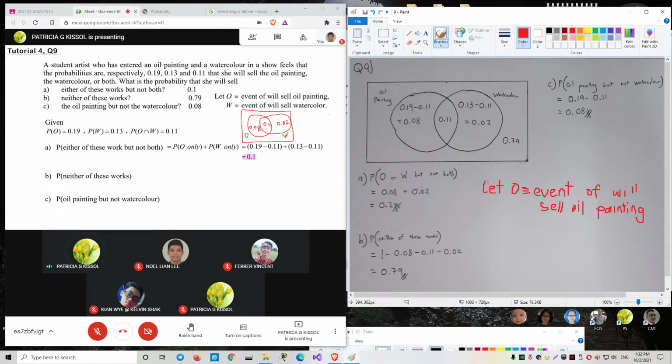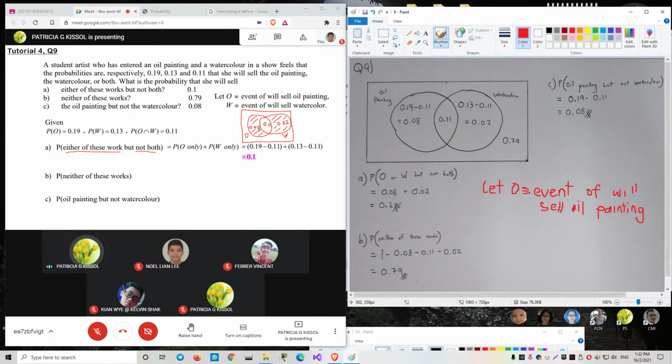So basically 0.08 plus 0.02, and therefore we're only focusing on this area and this area, because the question wants either of these works but not both. Okay, the next one is neither of these works. That means we want to find the probability that she will sell none of the work.